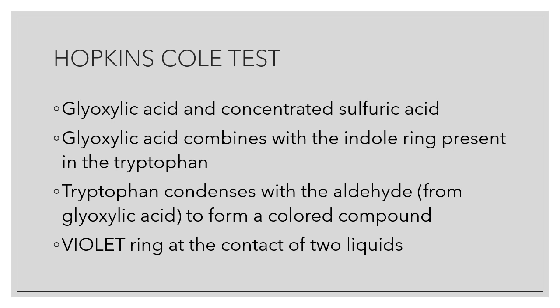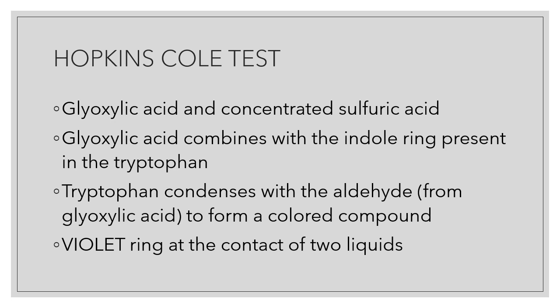Your Hopkins-Cole test utilizes glyoxylic acid and concentrated sulfuric acid. Accordingly, your glyoxylic acid combines with the indole ring present in tryptophan. The tryptophan will condense with the aldehyde from the glyoxylic acid to form a colored compound. A positive test for this is a violet ring at the contact of two liquids.